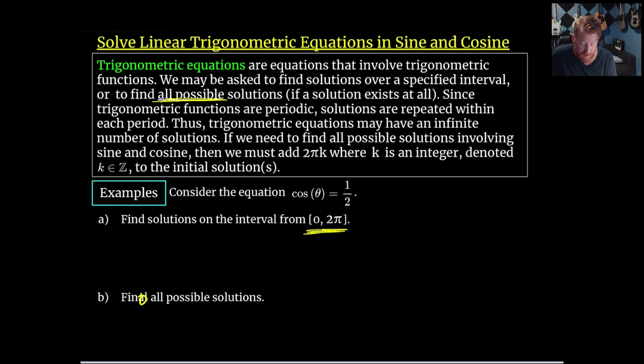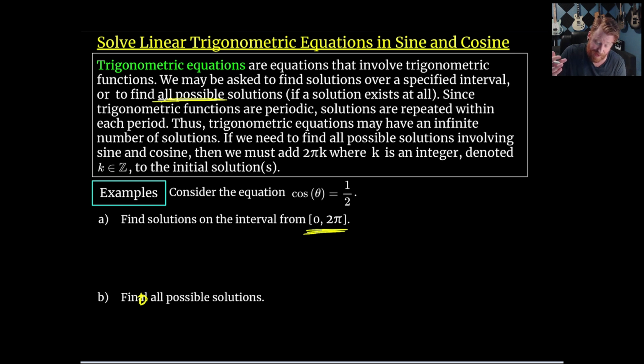Here it says final, but it should say find all possible solutions, if a solution exists at all. We might find some scenarios, maybe we're talking about tangent, where there are some numbers that aren't in the domain, or secant or cosecant or things like that. But since trigonometric functions are periodic, the solutions are repeated within each period. Thus, trigonometric equations may have an infinite number of solutions.